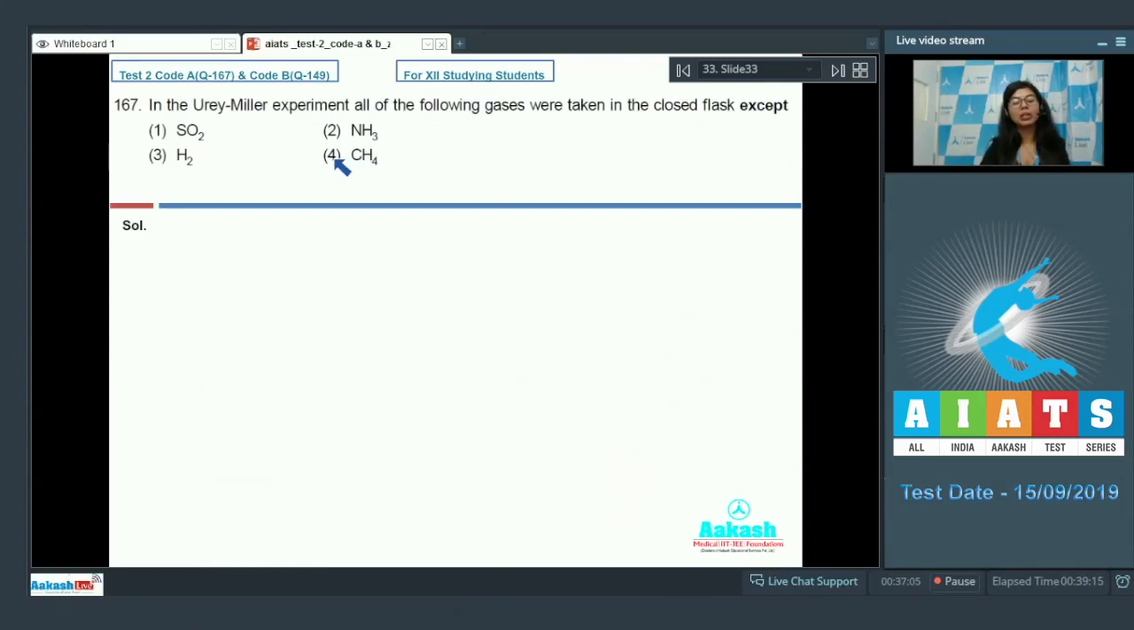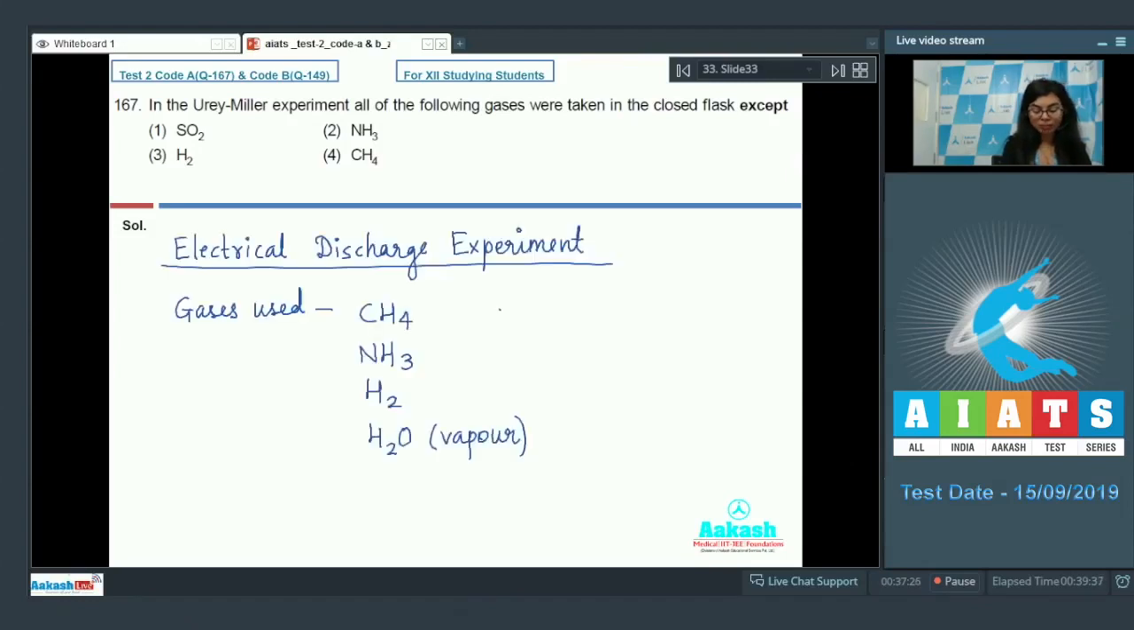167, students, in the Urey-Miller experiment, all of the following gases were taken in the closed flask except. It's a very well-known and famous experiment in evolution case studies. Urey-Miller in his famous experiment took 4 components in a closed chamber. 4 gases were methane, hydrogen, ammonia, and water in the form of vapor. Methane was taken, hydrogen was taken, sulfur dioxide was not part of the experiment, which makes it our correct option. The correct answer is option number 1.